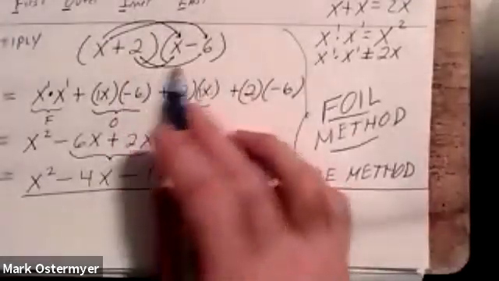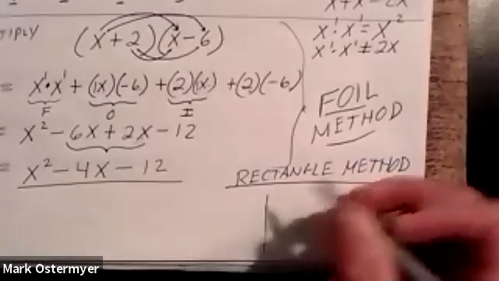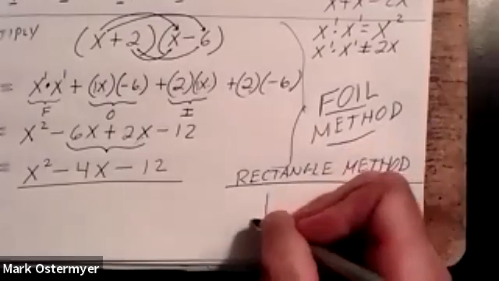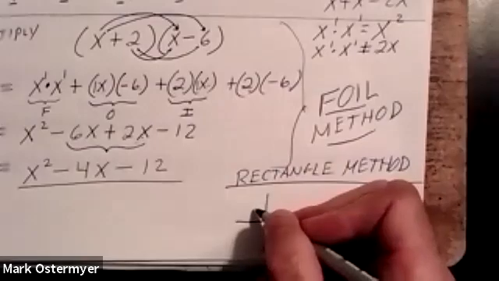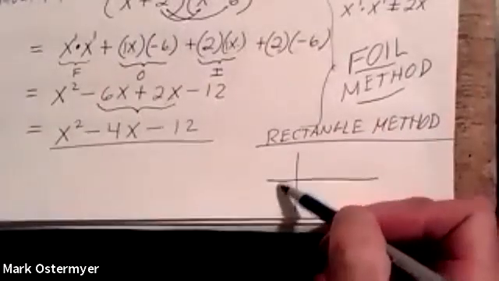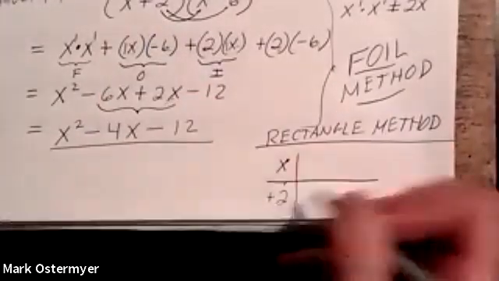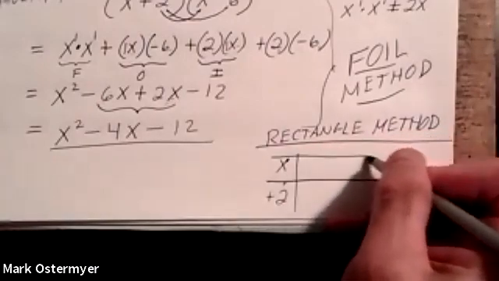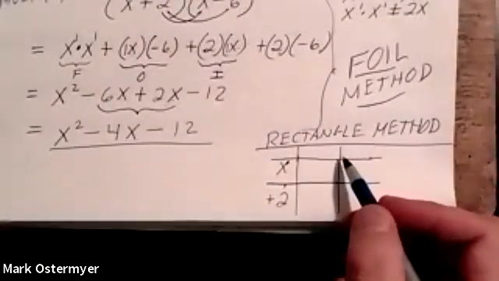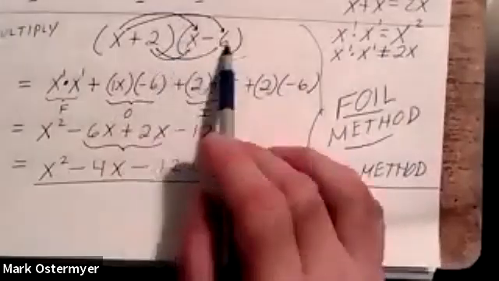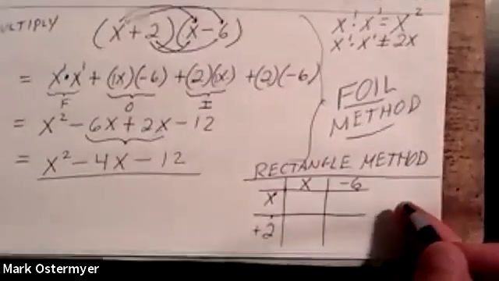We're going to rework this problem, but I'm going to show you how to do it with the rectangle method, or sometimes it's called the table method. It would have me putting one of these binomials for the rows of my table or rectangle. So x plus 2, I could put the x here and the plus 2 here. Then up here, I'm going to put my other binomial to constitute the columns. So I would have the x minus 6, the x here and the minus 6 here. So this is kind of like a multiplication table. Think of it that way.